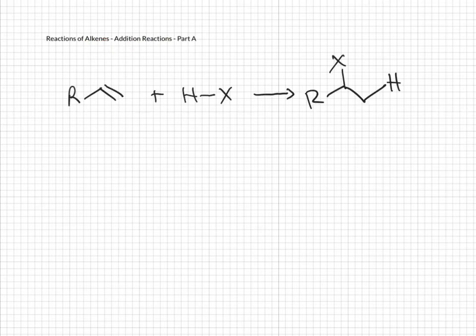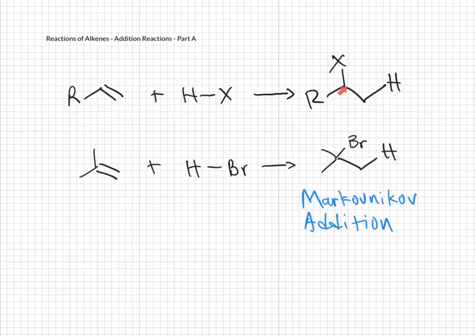In this video, we'll be talking about alkenes and a class of reactions known as addition reactions. They're called addition reactions because a component such as HX adds across the double bond. The regiochemistry of the addition reaction is known as Markovnikov addition.